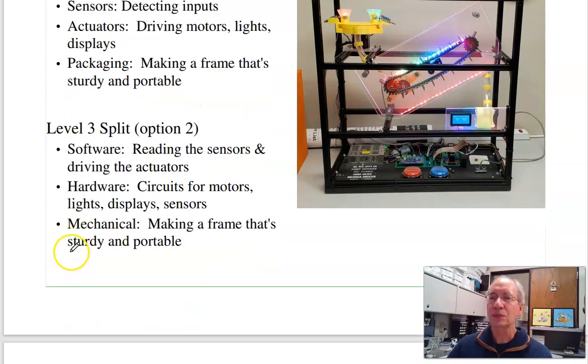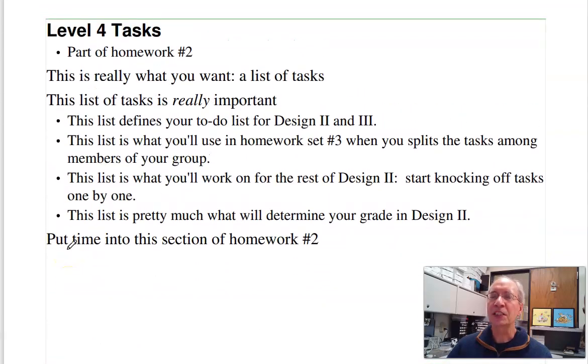The real goal is to get to level 4. These are the lists of all the tasks that really need to get done. This list is really important. That kind of defines what you're going to do in Design 2 and 3. The list is what we'll be using in homework set number 3 as you split your tasks among members of the group. The list defines what you're going to do the rest of Senior Design 2, the tasks that you start knocking off one by one. So the list kind of determines what you're going to do. It kind of determines your grade in Design 2. This list is really important, so when you get to homework set number 2, put some time and effort into coming up with a list of tasks that need to get done.